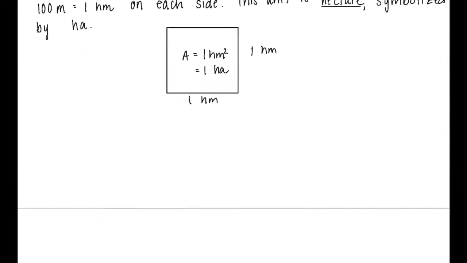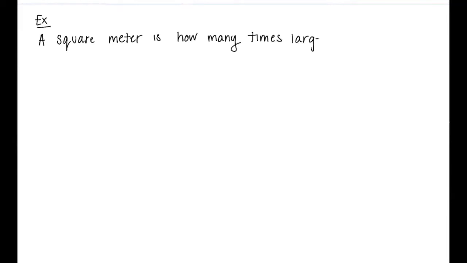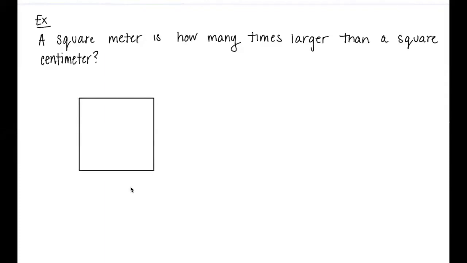All right, so let's do one example utilizing this just to see changes in sizes. We want to figure out how many times larger a square meter is than a square centimeter. So think back to this. A square meter means each side is 1 meter in length, so the area is 1 times 1 meter squared, so 1 meter squared. So 1 square meter is 1 meter times 1 meter. And I want to figure out how big is a square centimeter in comparison.